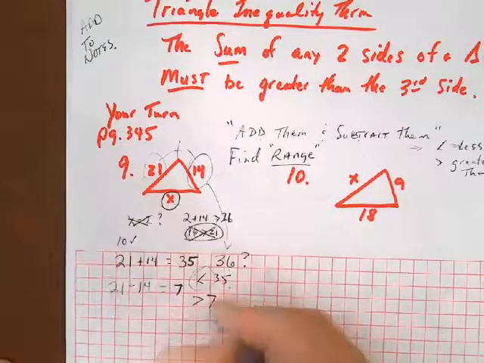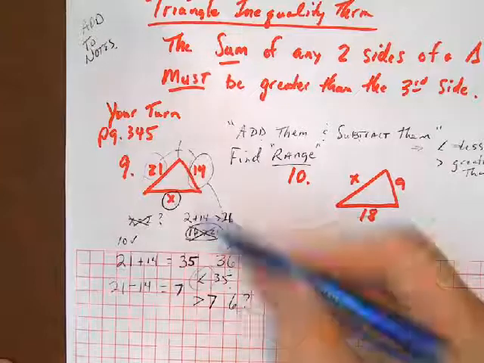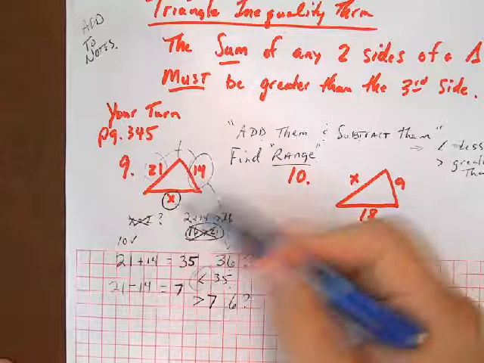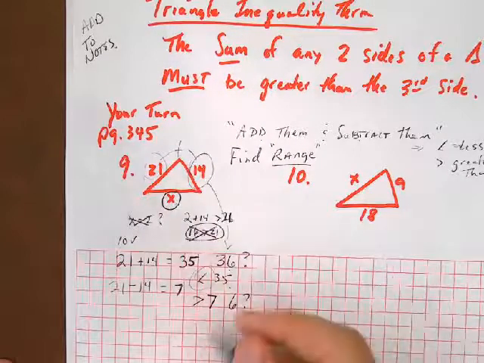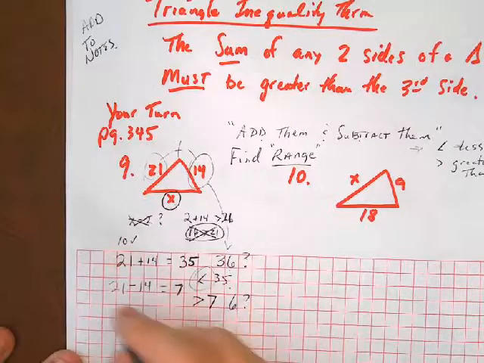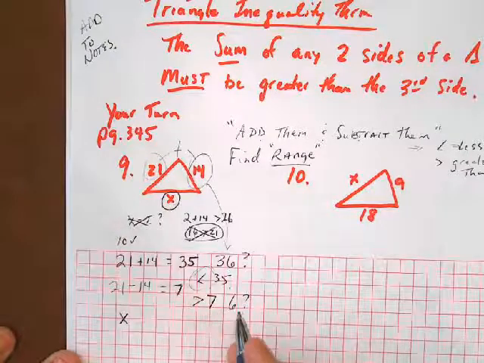What if I tried 6? Let's just do a little test. How about 6? 6 plus 14 is 20. That's not greater than 21. What about 7? 7 plus 14 is 21. That's not greater than 21. What about 8 or 9? Yeah, or 7.1.